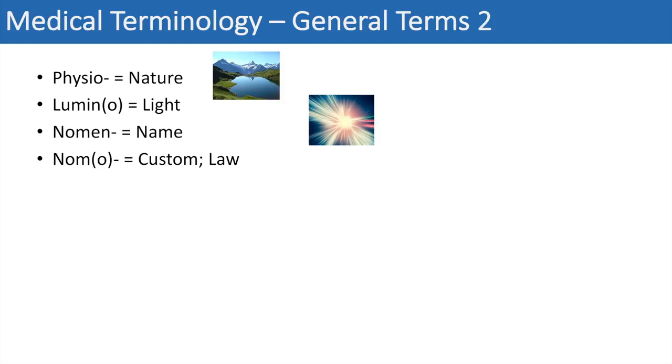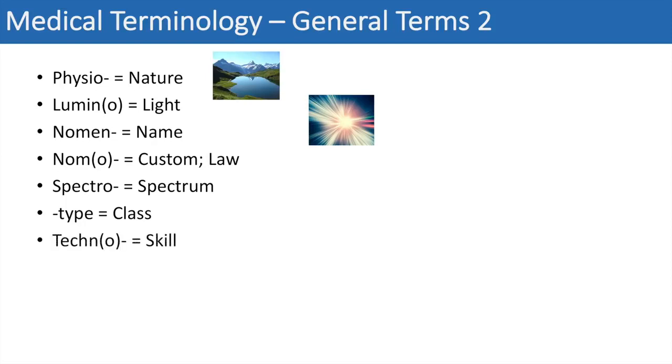The next one is nome or nomo. This means custom or law. The next one is spectro. This simply means spectrum. This is a pretty easy one to remember, so you can just think of that exact word, spectrum. The next one is the suffix type, which simply means class. So you can think of somatotype, a class of body shape.